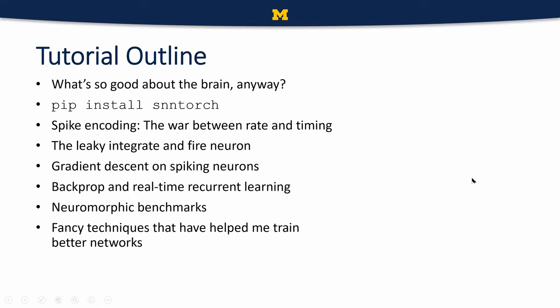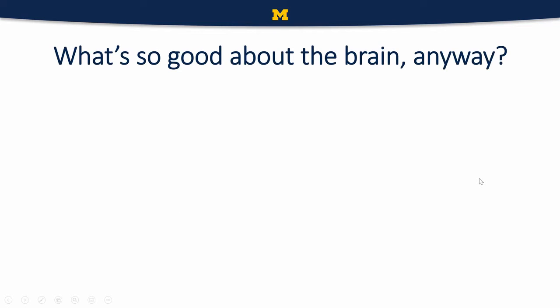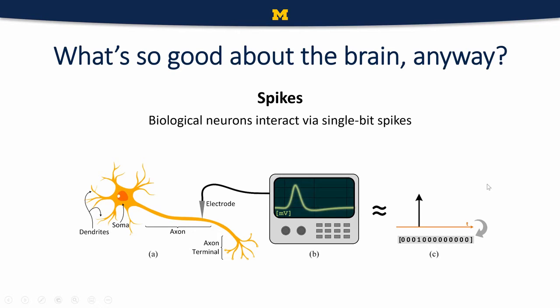So yeah, we'll start off with what's so good about the brain. Now, I want to talk a little bit about what I like to call the 3 S's, right? So we'll start off with the first S, spikes. Biological neurons interact via single bit spikes, okay? So say I'm an experimentalist. I've got this electrode and I stick it into this neuron, right? Right here, we've got this nice neuron.